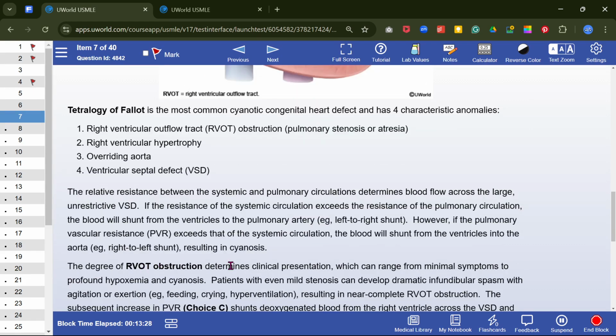Okay, it's TOF. In TOF, there are four characteristic anomalies: pulmonary stenosis or atresia, right ventricular hypertrophy, overriding of the aorta, and VSD. The relative resistance between the systemic and pulmonary circulation determines blood flow across the large unrestricted VSD.